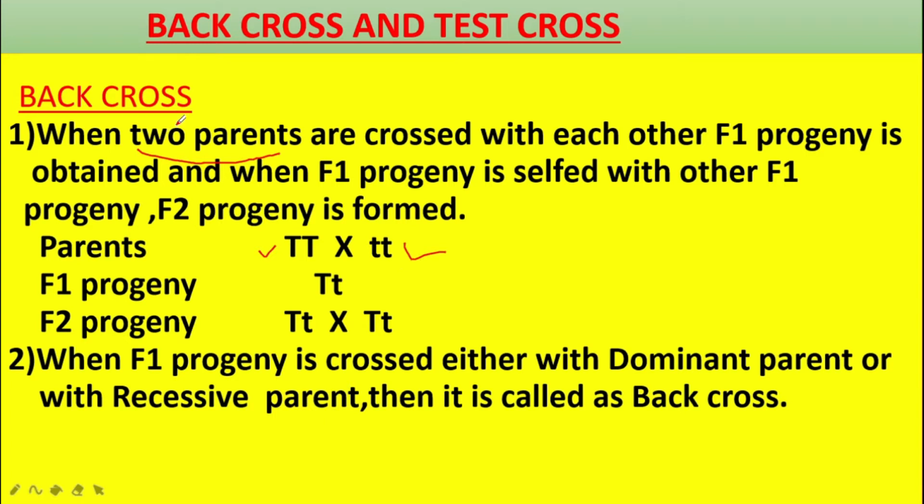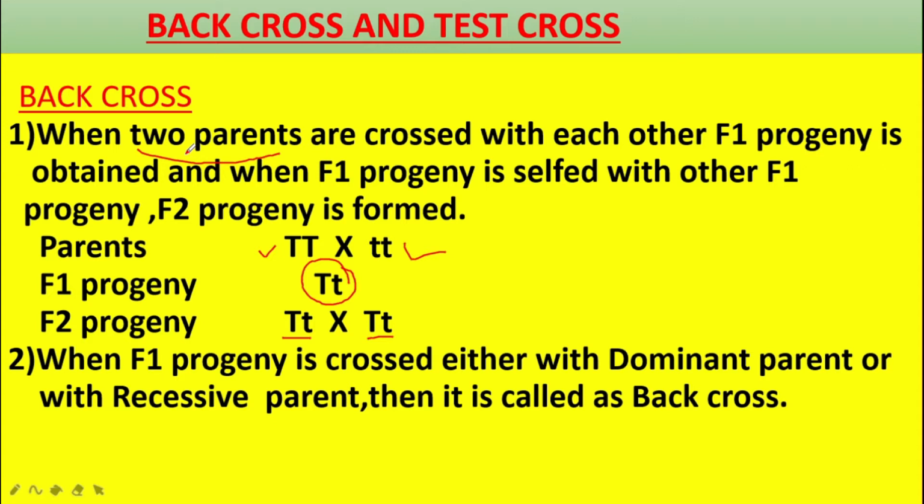Now when these two parents are crossed with each other, we get the F1 progeny, which is capital T and small t, meaning the plant will appear tall but it will have the characteristics of both the parents. Now when this F1 generation plant is crossed with another F1 generation plant, we get the F2 generation. This is the simple crossing.